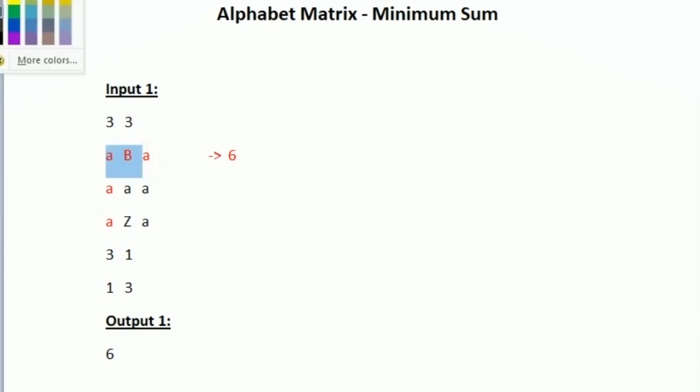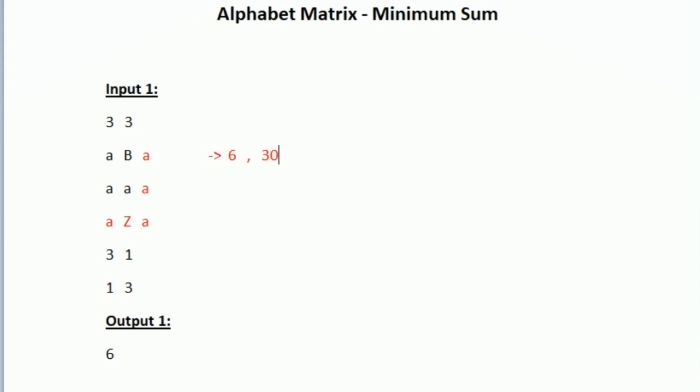Now I will remove it. The next possible way to reach both the points is this particular way. Here I am highlighting the new path in red color. This will be the second possible way to connect both the points 3 1 and 1 3. Now let us calculate the cost for this particular path. A is 1 and then Z is 26, so 27, and then again A, so 28, and then again A, so 29, and again A, so 29 plus 1 is 30. So the cost for this particular path is 30.